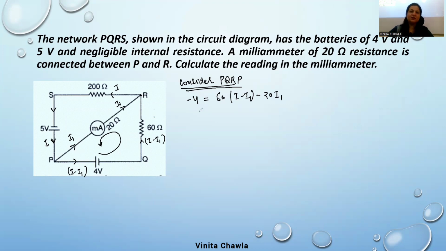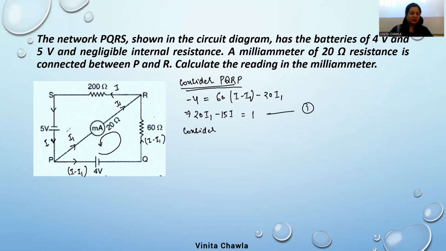On simplifying this equation, we will get 20 I1 minus 15 I is equal to 1. Let this be equation 1. Now, we can take the factors out. It's 60 I1 and 20, 60 and 20 is 80 I1, and 60 I and 4. All are factors of 4.